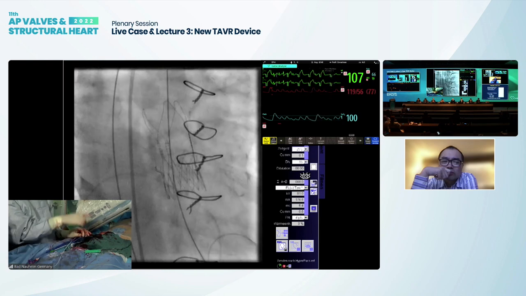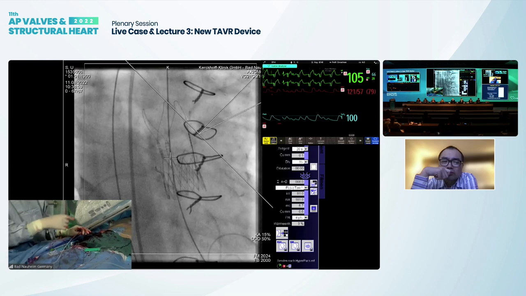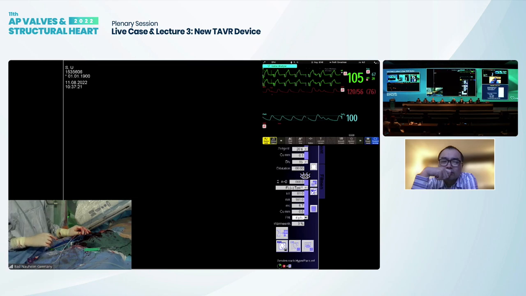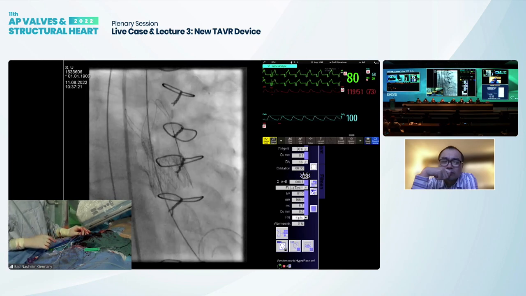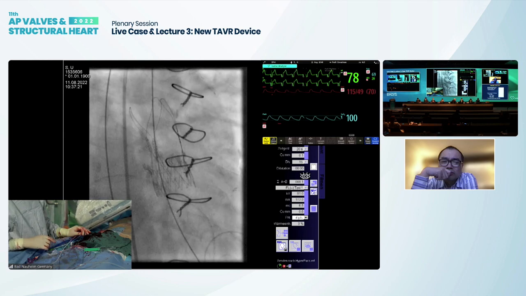Good news is recovery. You can. What size balloon do you use for this? We have a 22 millimeter balloon.